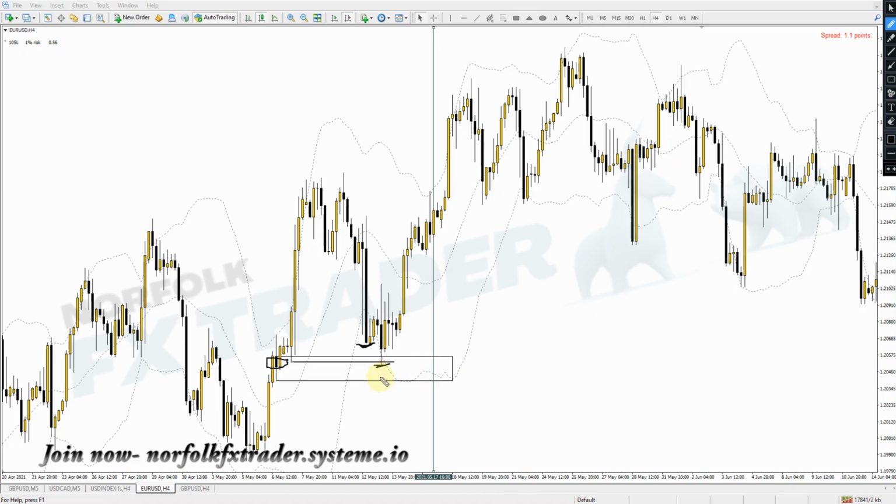This will be your entry level. This will be your stop. Now look at the risk to reward. There is your risk. There is your reward. That is how you can start capturing those high risk to reward trades with the use of the Bollinger Bands.